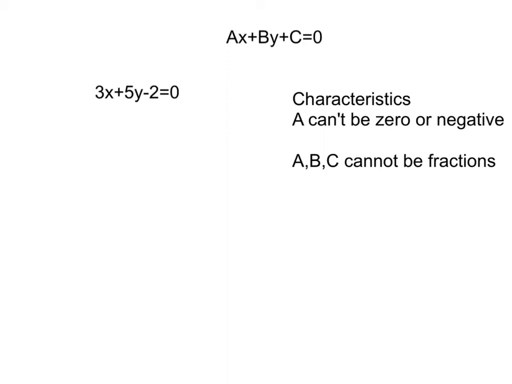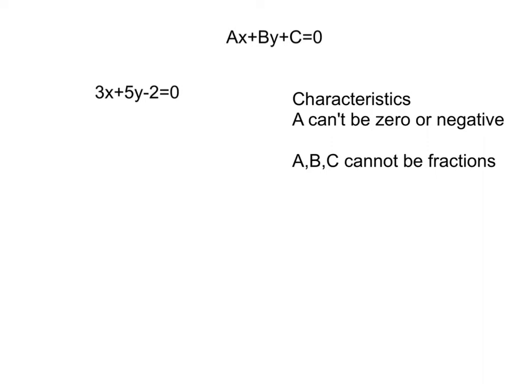Alright, let's start. The general equation, as you can see on the top, is ax plus by plus c equals 0. X and y represent the variables of our equation, and a, b, and c represent the coefficients, meaning the numbers that we can plug in. There's a couple of rules that we have to know.